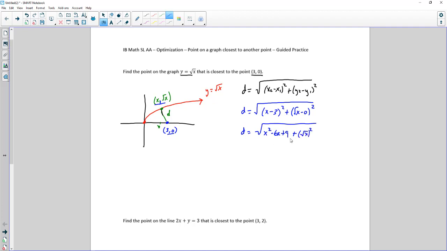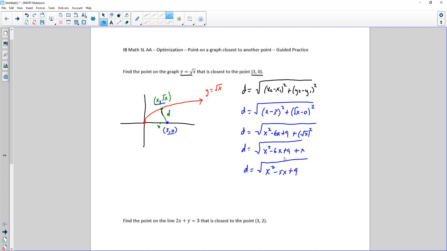So this is going to be x squared minus 6x plus 9, and then root x all squared is just x. So I will get a final answer here for my distance. This will be the square root of x squared, combining the x terms, minus 5x plus 9.